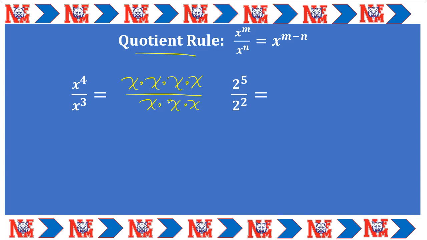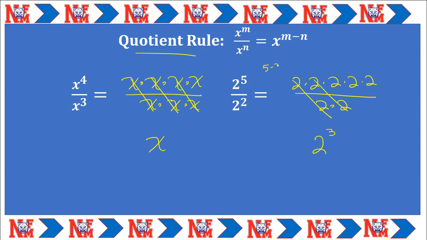Now, when you have a number divided by itself, you know it is 1, or we cancel it. So here, x to the fourth divided by x to the third is simply x to the 1. 4 minus 3 is 1, understood. Next, we have 2 to the fifth divided by 2 squared. We're going to cancel, and we're left with 2 to the third. 5 minus 2 gives me the power of 3.